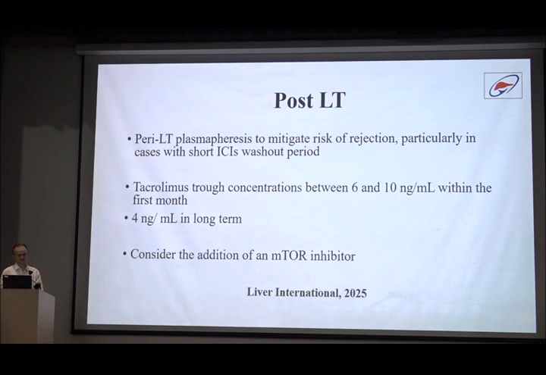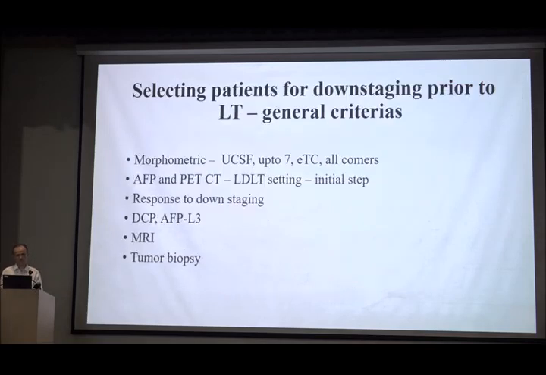And just very briefly, peri-LT liver plasmapheresis is an option to mitigate the risk of rejection, especially in cases with a short ICI washout period. TAC is pro-oncogenic, so the concentration of TAC should be minimized in the early and the late phases as well. And consider the addition of mTOR inhibitors such as everolimus because of their endogenous anti-cancer property, and they can also reduce the doses of TAC. So both ways it is going to be beneficial.